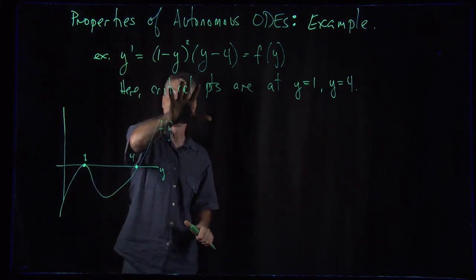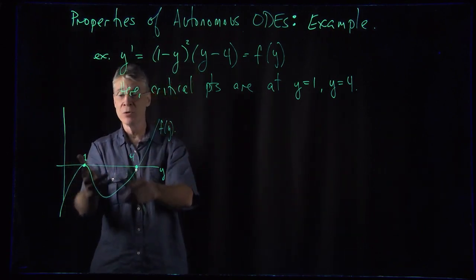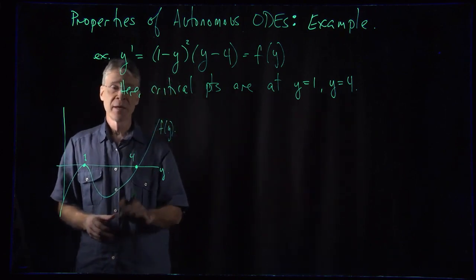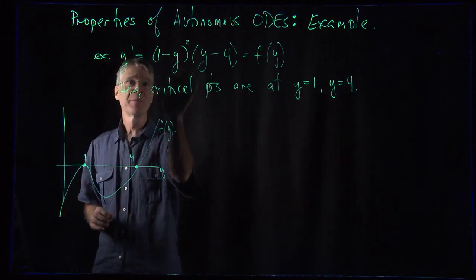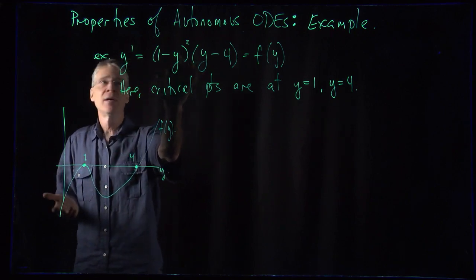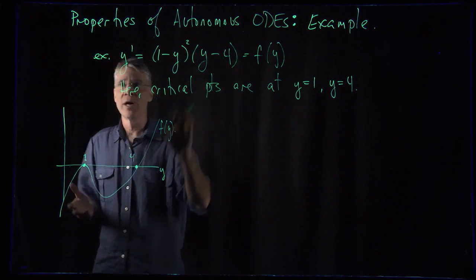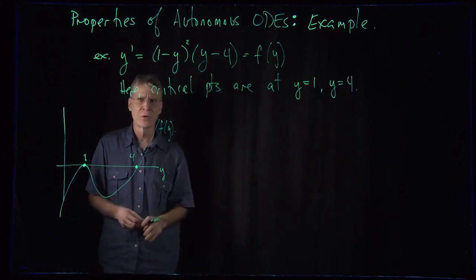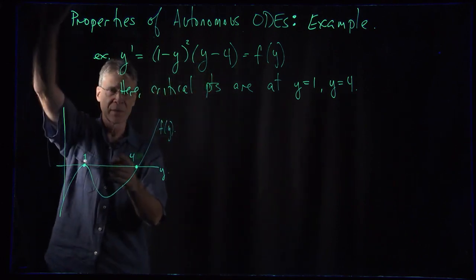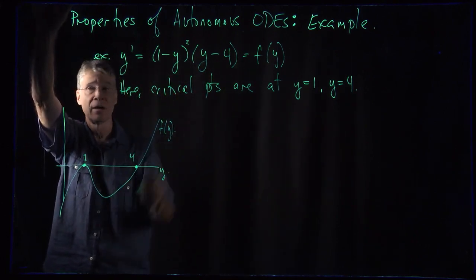You can see right away it's a cubic, so it'll have at most 2 turnaround points. In this particular case, it does. But it has a particular structure. This critical point here is of order 2. This critical point is of order 1. That's going to be actually useful for us in finding out what's going on. But here's our general graph of f of y.